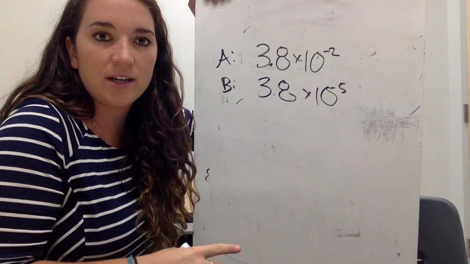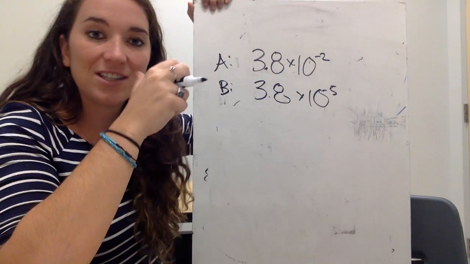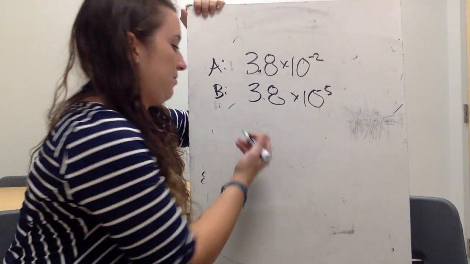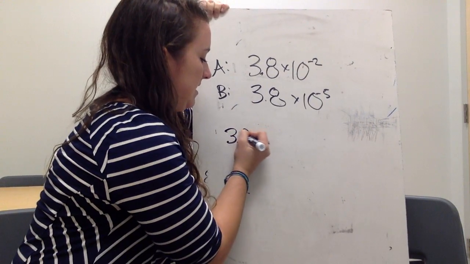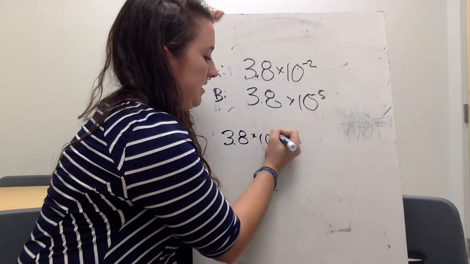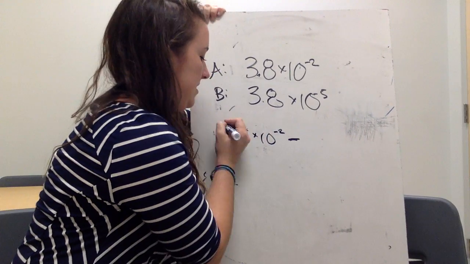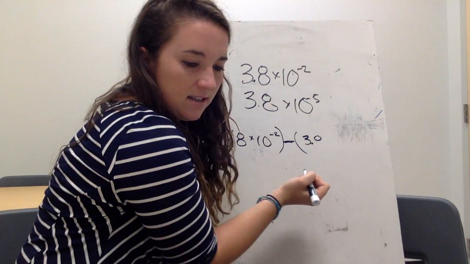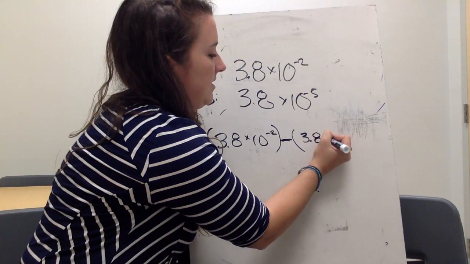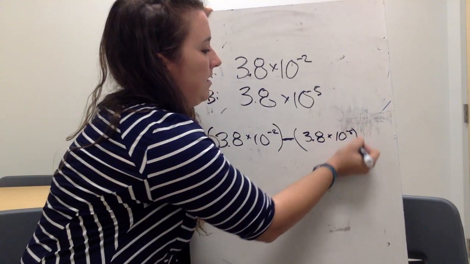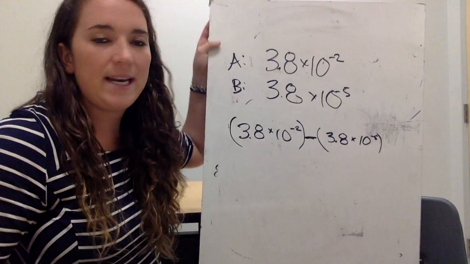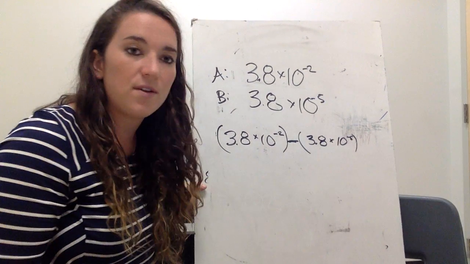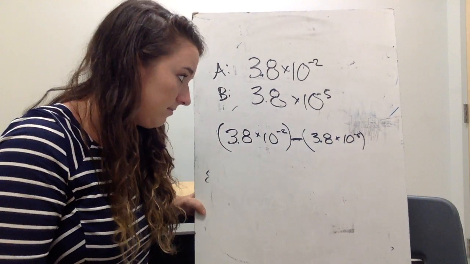Which one is larger? Isotope A is larger because -2 is larger than -5. So I'm doing 3 and 8/10 times 10 to the negative second power minus, put it in parentheses, 3 and 8/10 times 10 to the negative fifth power. What do I need to do? I need to make it so that my exponents are the same so that I can subtract.